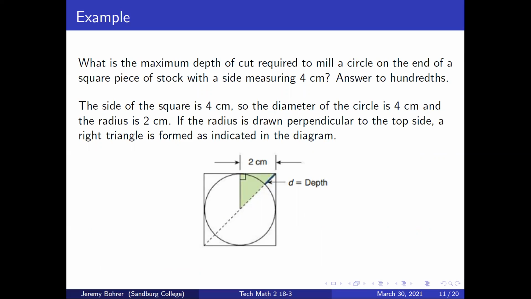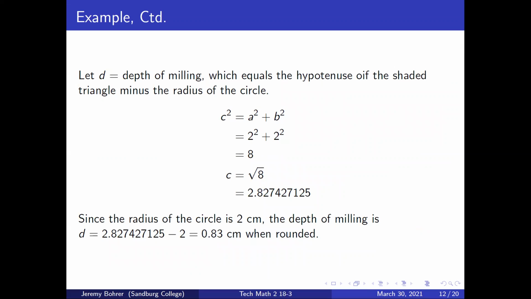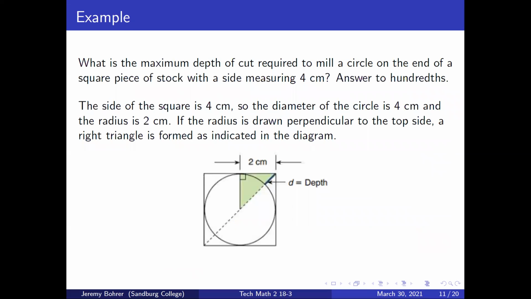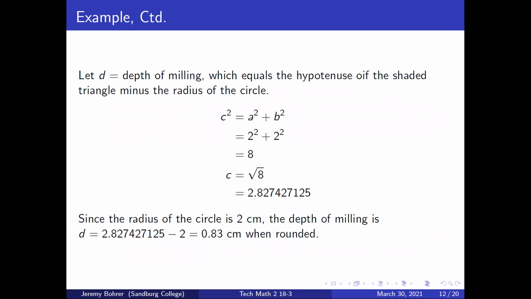What is the maximum depth of cut required to mill a circle on the end of a square piece of stock with a side measuring 4 centimeters? Answer to hundredths. The side of the square is 4 centimeters, so the diameter of the circle is 4 centimeters, and the radius is 2 centimeters. If the radius is drawn perpendicular to the top side, a right triangle is formed as indicated in the diagram. Let D equal the depth of milling, which equals the hypotenuse of the shaded triangle minus the radius of the circle.